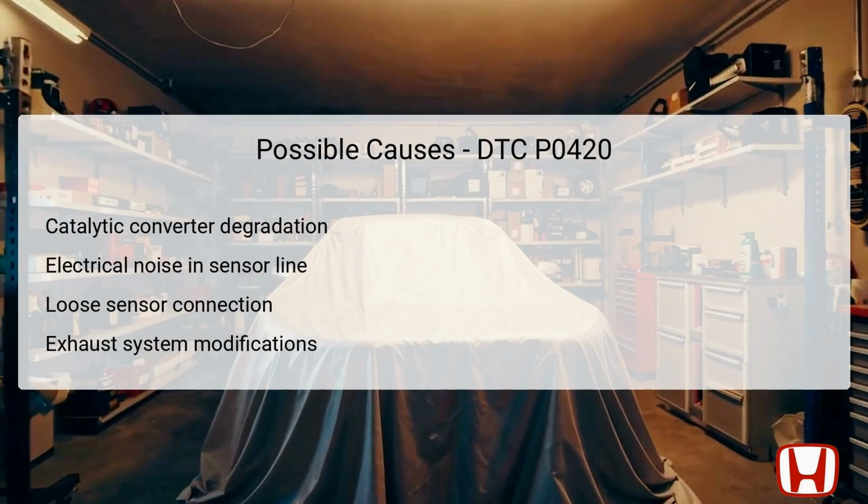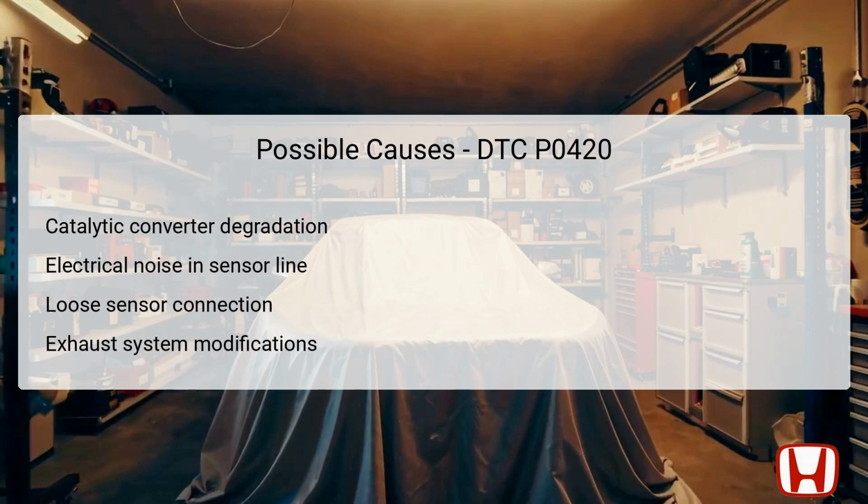There are several potential causes for the DTC P0420. One common cause is the degradation of the warm-up three-way catalytic converter, WUTWC. Over time, the catalyst inside can wear out and become less effective, leading to poor conversion of exhaust gases. Another possible culprit is electrical noise in the line associated with the secondary heated oxygen sensor, secondary HO2S.